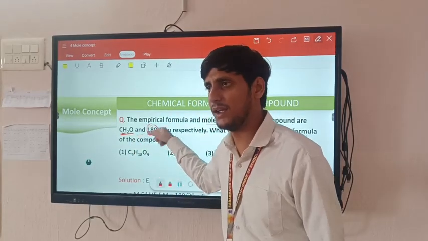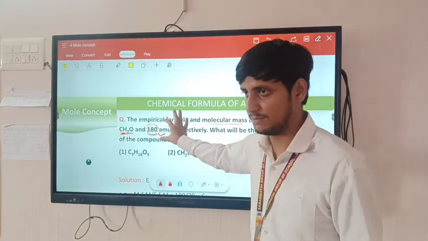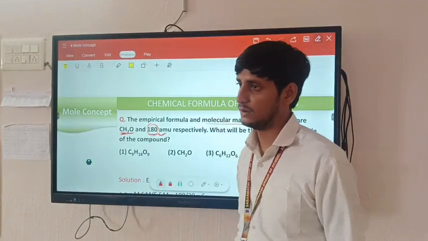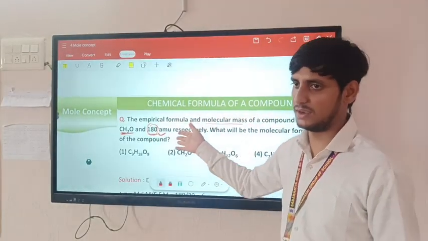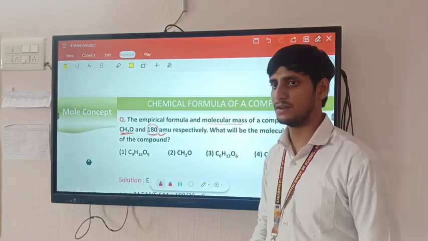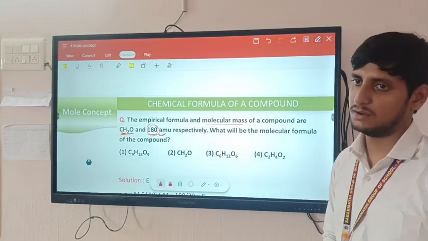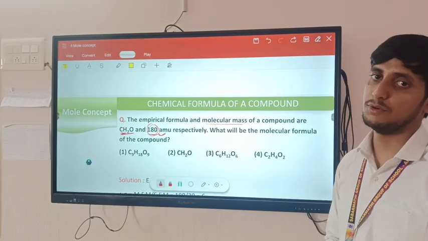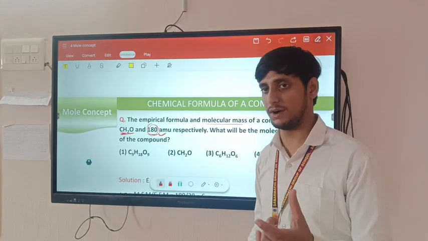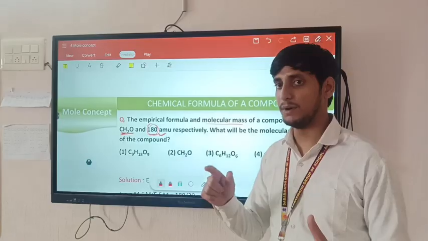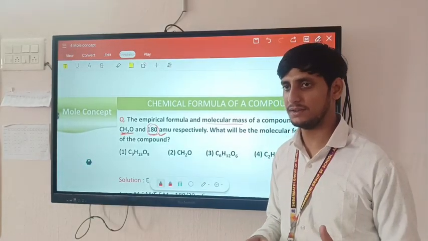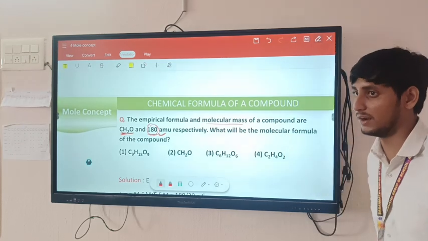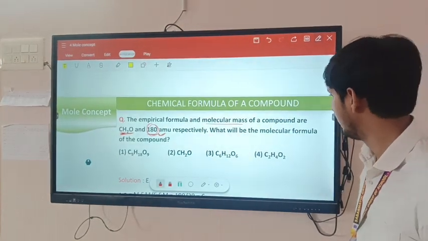The molecular mass is 180. They give it in AMU. If you want to convert to gram molecular mass, multiply AMU equal to 1 by Na, and into Na, Na gets cancelled, which means 180 gram. Which one is that?